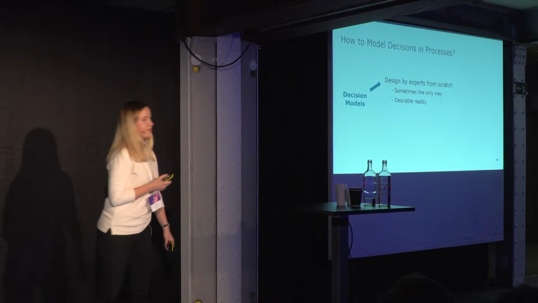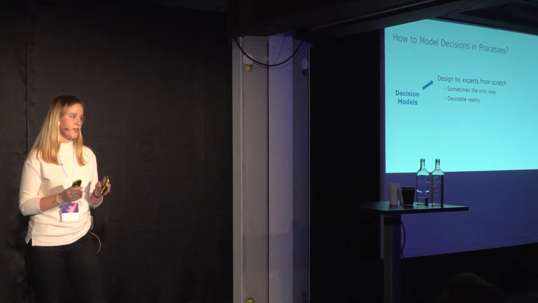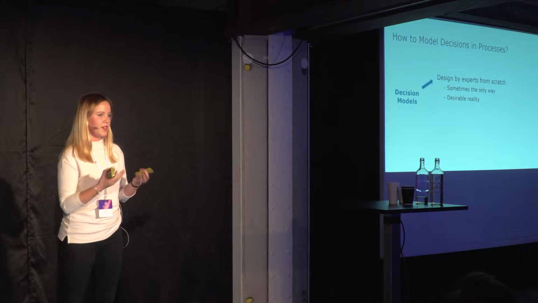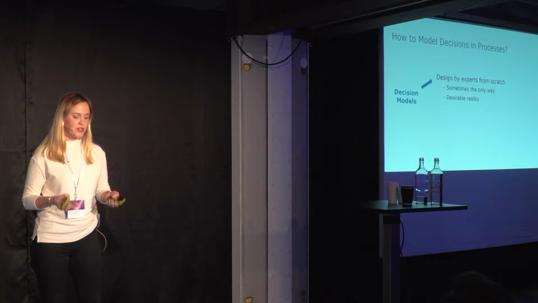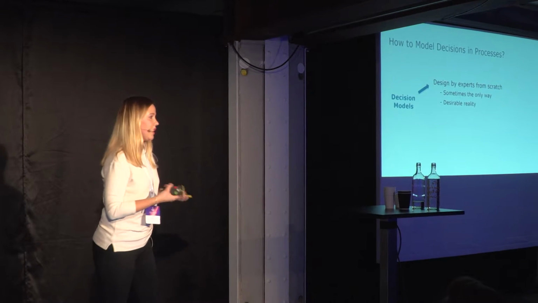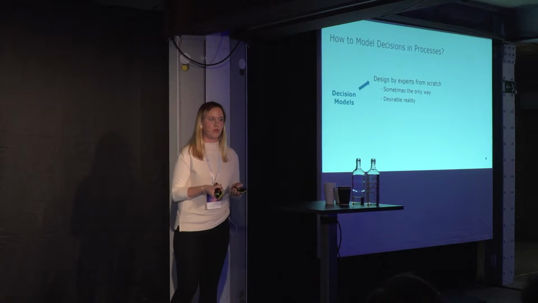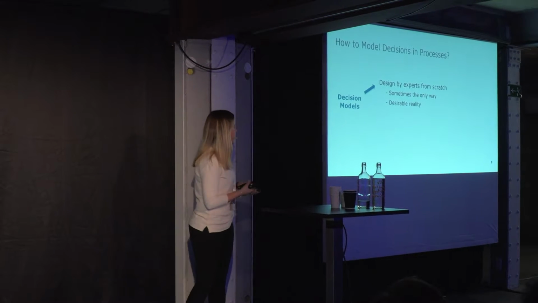So what's the problem here? How can we get these decision models? There are two ways decision models can be designed at an enterprise. The first obvious way is designing by experts from scratch. Sometimes it's, of course, the only way, especially for new processes or if no decision models exist at the enterprise.